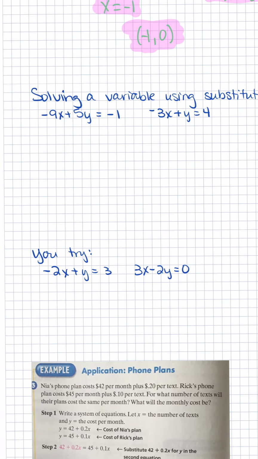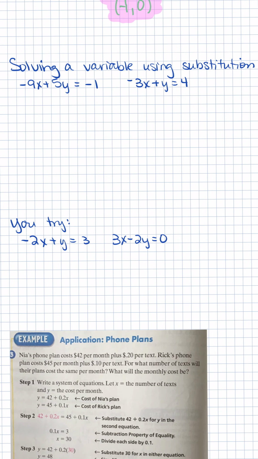So, solving a system using substitution. You might get thrown two equations where one of them is not solved for one variable. So you have to first solve for a variable. This second one has a y that's by itself. So let's keep that y on that side and get rid of this 3x. So we're going to add 3x to both sides. So now we have y equals 4 plus 3x. Now that we have a variable where y equals, we can then plug it into this equation.